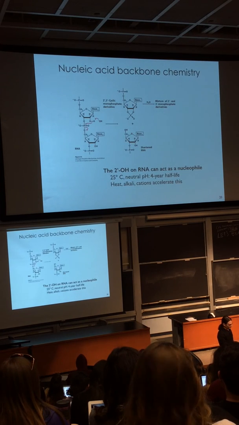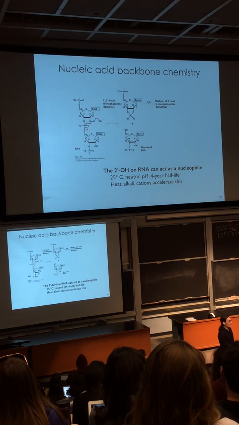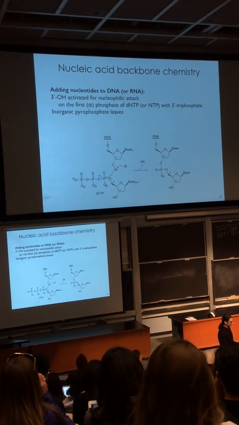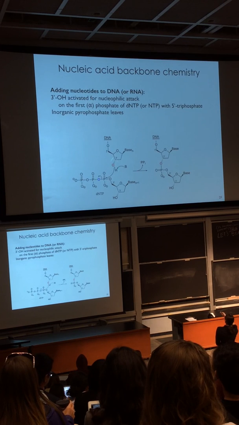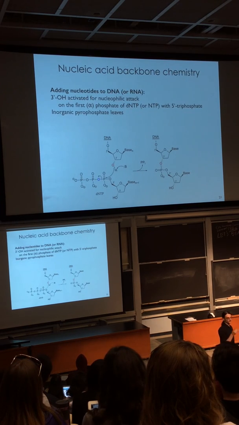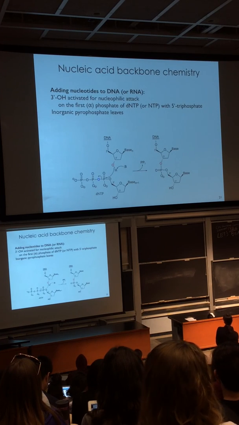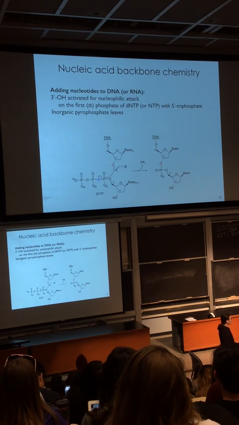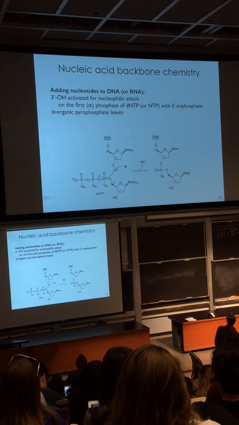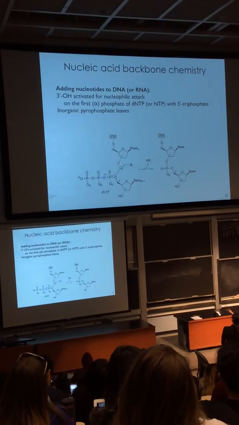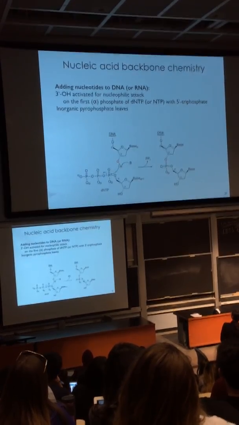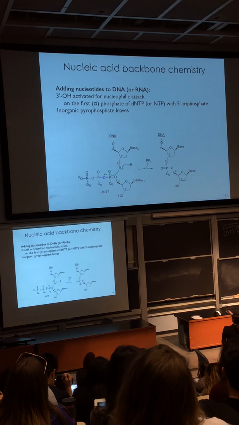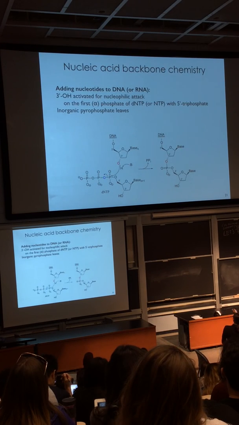So the same sort of chemistry also underlies adding a nucleotide to the end of a DNA or an RNA. So here, the 3' OH at the 3' end of a DNA or an RNA strand serves as a nucleophile. All of the NTPs and dNTPs in the cell are 5' triphosphates like this with 3' OHs. And so what happens is the 3' OH of a DNA or an RNA strand is activated to serve as a nucleophile to attack the alpha phosphate of this dNTP, which then kicks off this inorganic pyrophosphate and forms this bond.